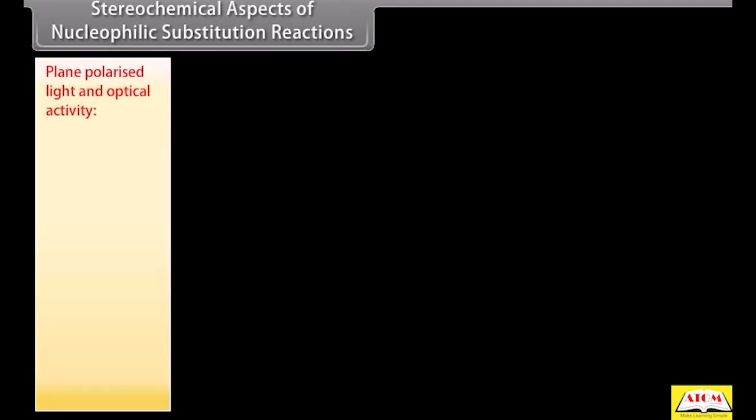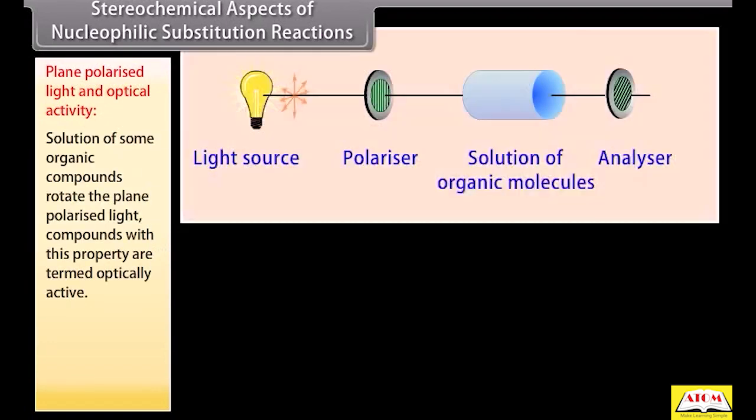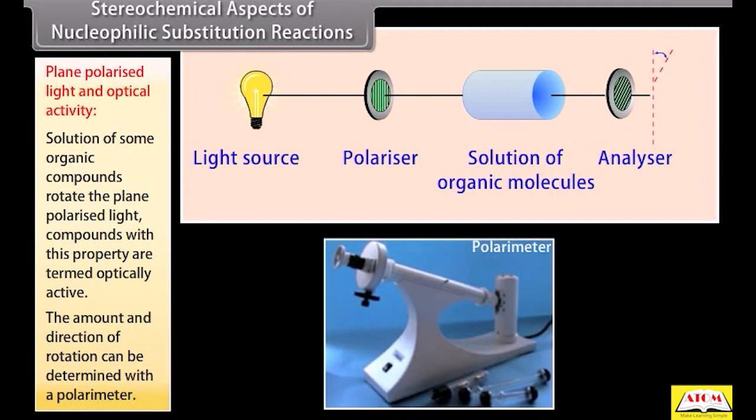Stereochemical aspects of nucleophilic substitution reactions. Plane polarized light and optical activity. Solution of some organic compounds rotate the plane polarized light. Compounds with this property are termed optically active. The amount and direction of rotation can be determined with a polarimeter.